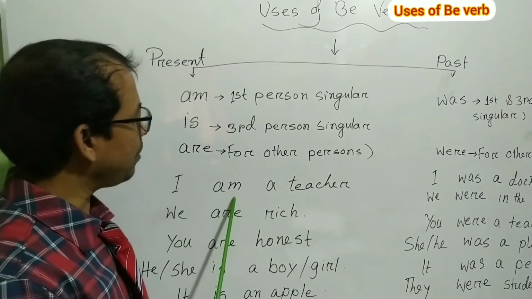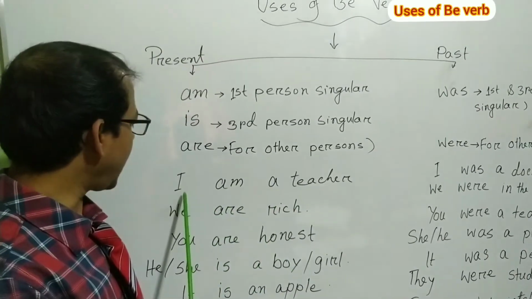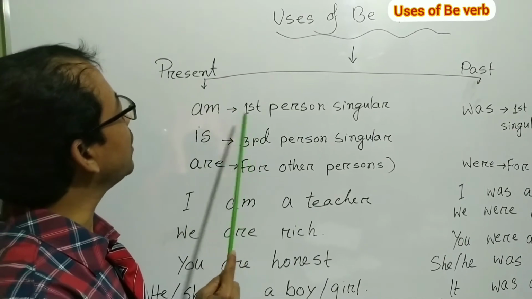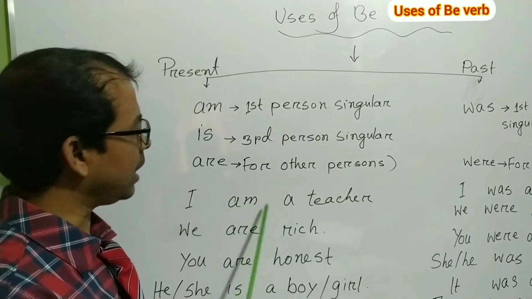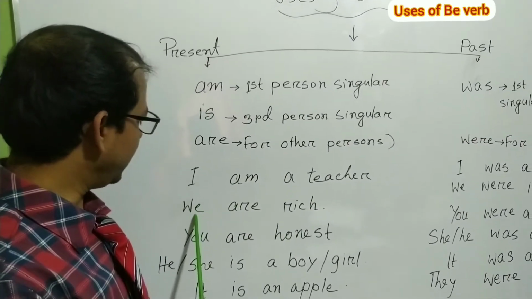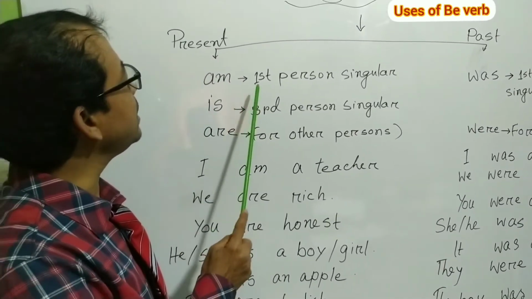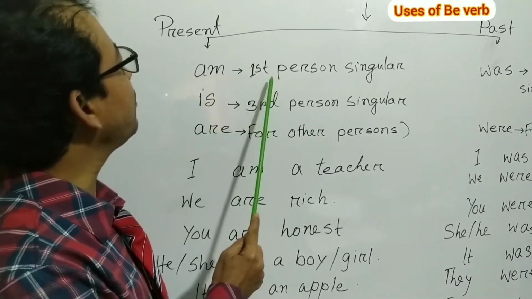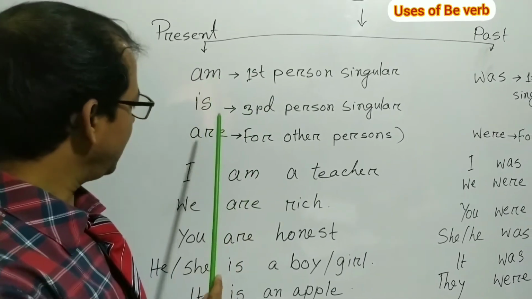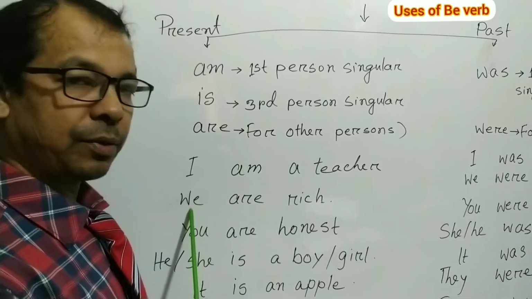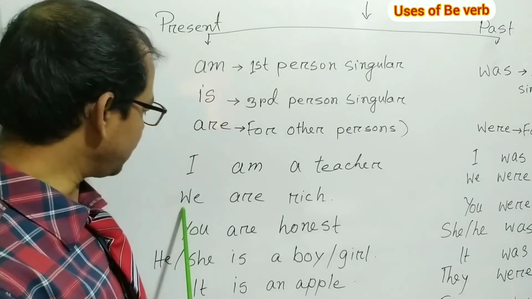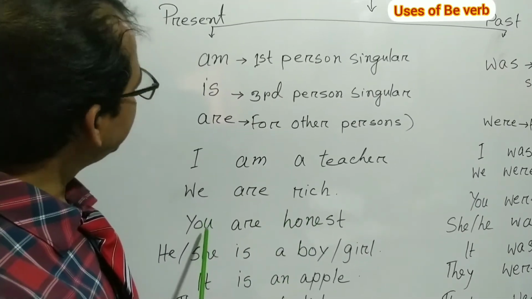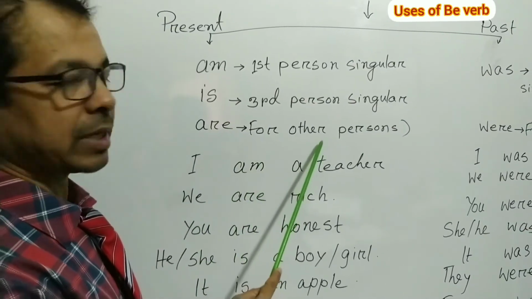I am a teacher. Here you can see I is the first person, so am is written for first person singular number. We are rich. Here we is in other person, that's why we use are. You, here you can see you is for the other person.